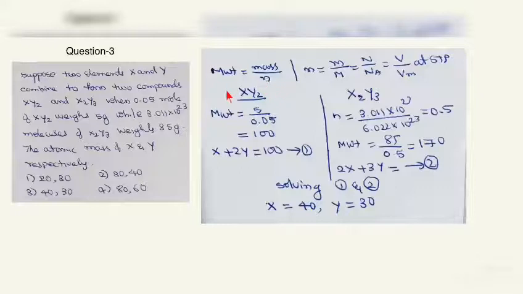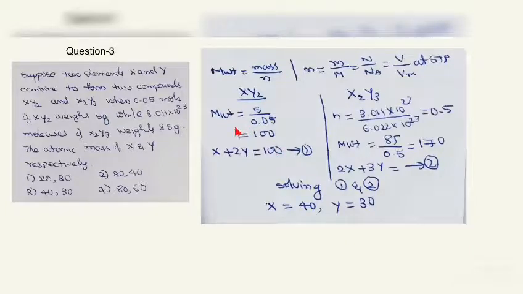So first, the compound XY2 case: they have given 0.05 mole of XY2 weighs 5 grams. So mass is 5 grams, moles 0.05. So molecular weight is equal to 5 by 0.05, that equals 100. So X plus 2Y is equal to 100. So this is the first one.